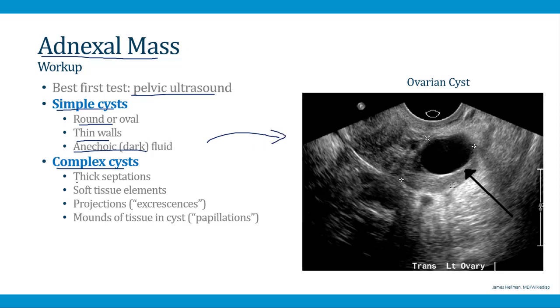In contrast, complex cysts can have thick septations. This means there can be walls within the cyst. You can also see elements of soft tissue within the cyst, so it won't just be dark, but there will be tissue elements. Sometimes the cyst can project outward. These are called excrescences. You can also sometimes see mounds of tissue in the cyst. These are called papillations. Any of these findings make a cyst complex, and those are more concerning for malignancy, and they often need to be monitored and possibly removed.